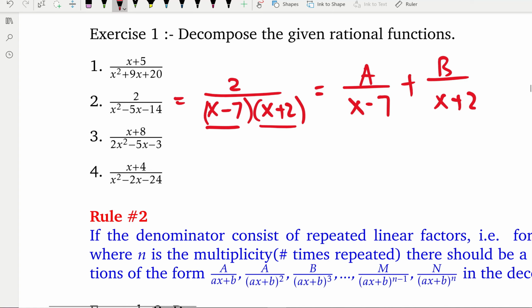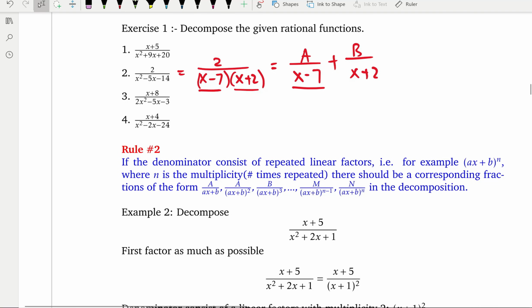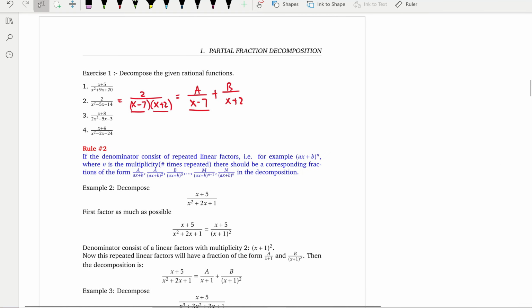Why do you choose A and B? Why do you choose constants? Because the numerator should have a polynomial 1 degree less than the denominator. So in the denominator, we have a linear polynomial, right? x minus 7, x to the power 1. So degree 1, 1 minus 1 is 0. So 0 degree polynomial means it's a constant. So that's the distinct linear factor case. Super easy. Now how about if you have repeated factors?